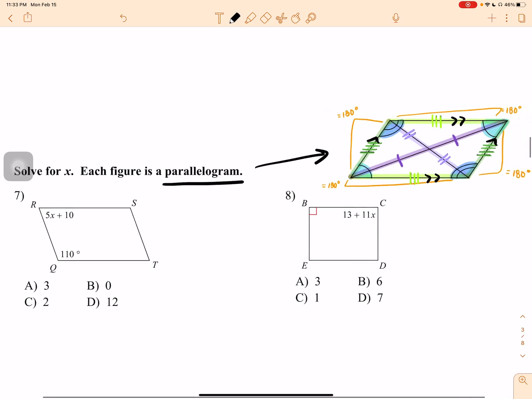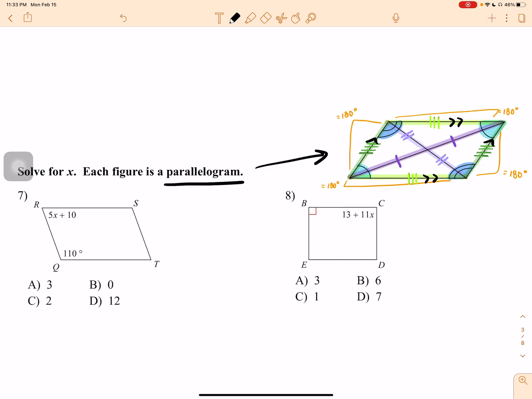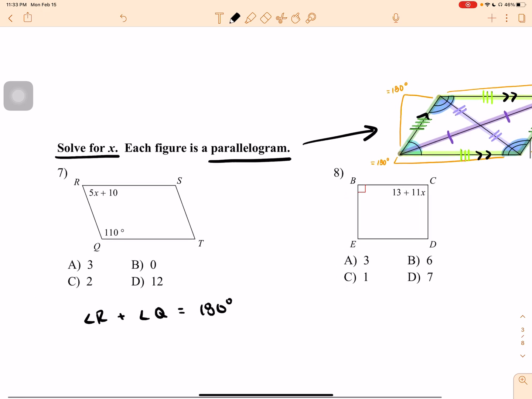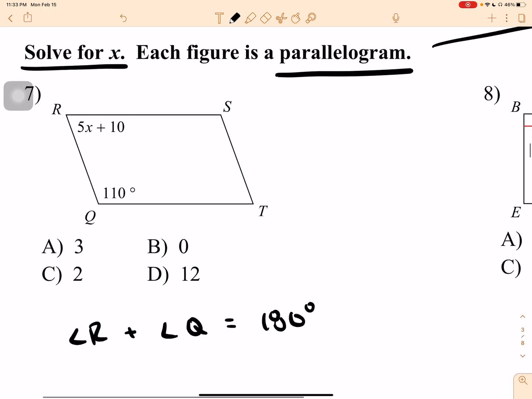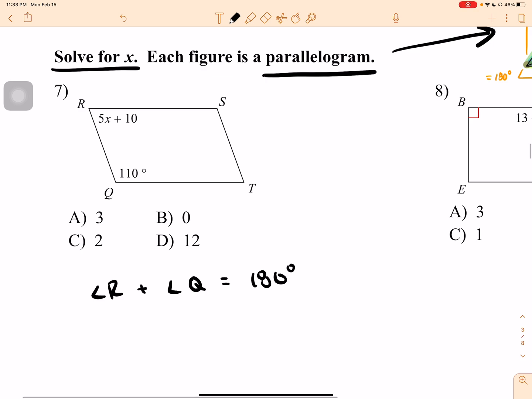So over here, we're given two adjacent angles. So it's like we're given these two, right? We know that adding them together gives us 180. So here we're asked to solve for x specifically. So I know that angle R plus angle Q will give me 180 degrees. Okay, that's what I pulled from my little drawing over there. And I know that angle R is 5x plus 10, and angle Q is 110 degrees. And those two add up to 180.